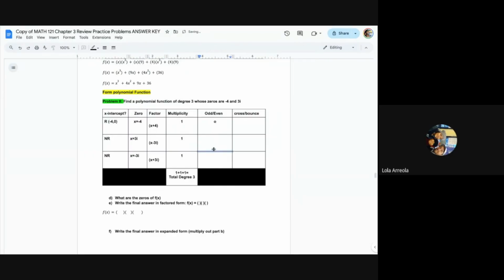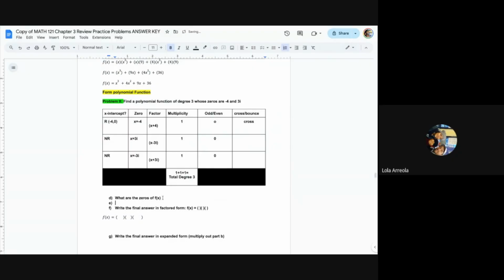All these are odd. One is odd, one is odd, one is odd again. So that means cross. Ooh, I'm not going to write cross here. I just caught my mistake. This is the only point that exists on the x-axis. Since this does not exist on the x-axis, it doesn't cross or bounce on the graph, because it's not on the graph. So there's no way that my graph is going to cross or bounce off a point if the point does not exist.